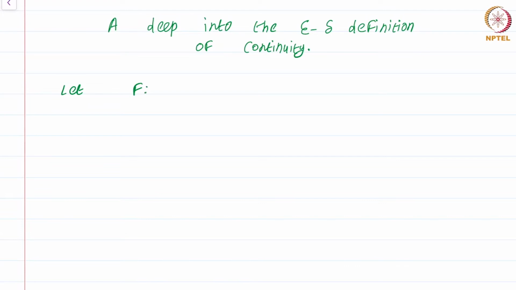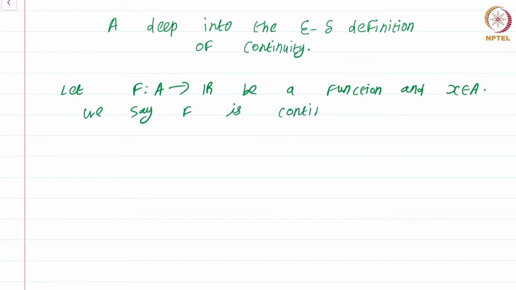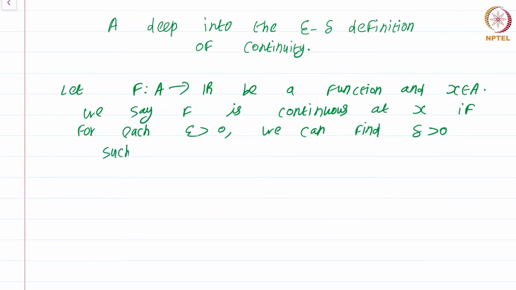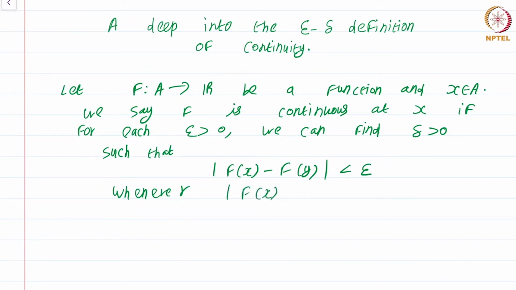Let f from A to R be a function and x is an element of A. We say f is continuous at x if for each epsilon greater than 0 we can find delta greater than 0 such that mod f of x minus f of y is less than epsilon whenever mod x minus y is less than delta and y is in the set A.